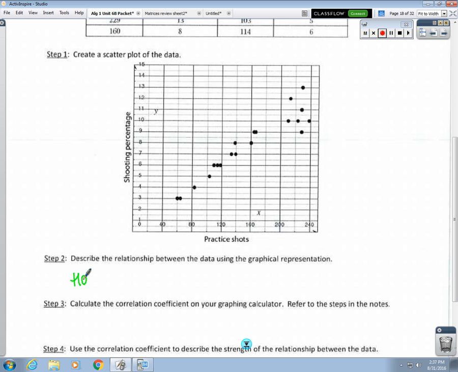How many practice shots, and how it affects the shooting percentage. Okay, hold on. It makes perfect sense to me that that data ends up being strong positive.